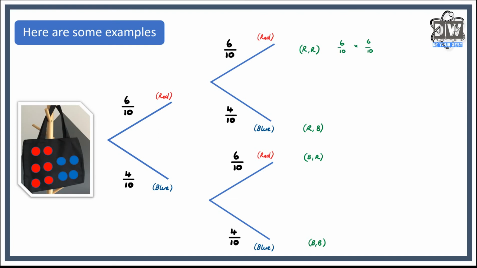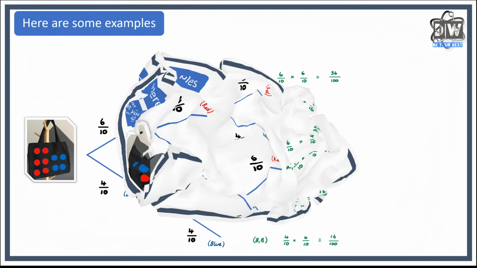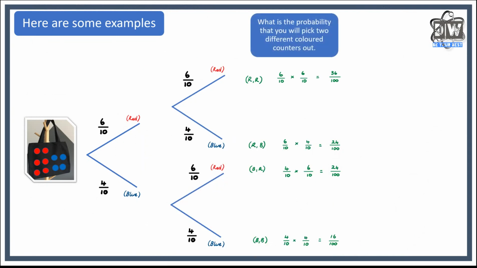And to work out the probability of getting these, we would multiply them together, which we did yesterday, and I'm sure you all did really well, hence why you're watching. But here comes the question. This is the difference between the two screencasts. What is the probability that you'll pick two different coloured counters out? So we need to look at that in more detail.